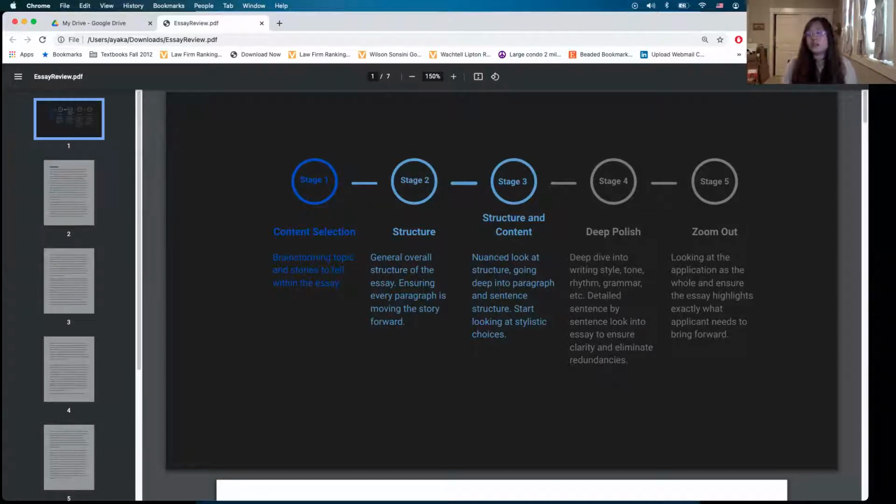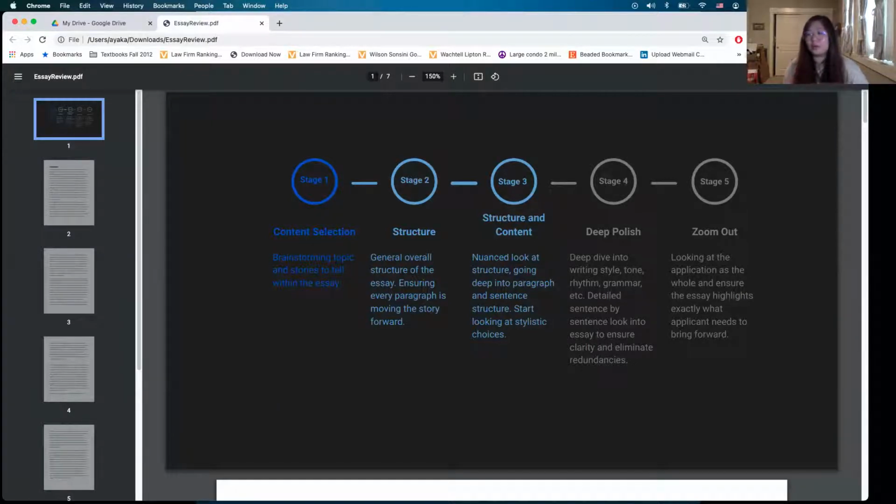Stage 4 is when you're close to the end and you're settled on structure. All you have to do is go through and look at style, grammar, word choice, stuff like that. And in stage 5, you want to zoom out and look at your essay in relation to your application as a whole.